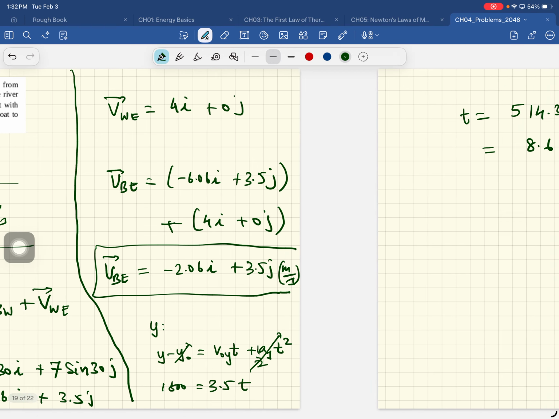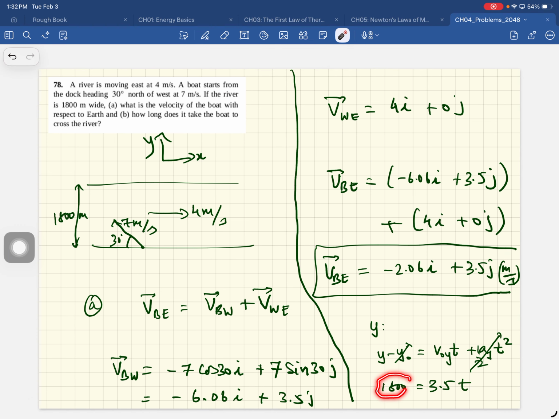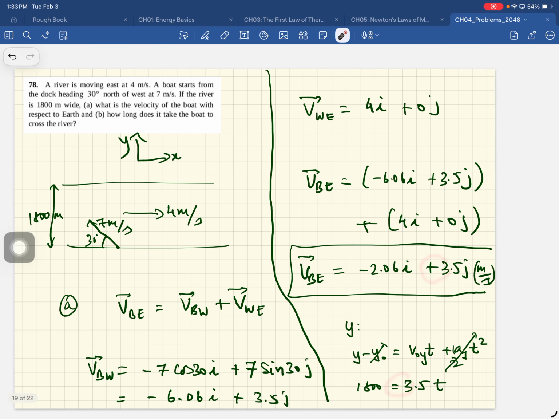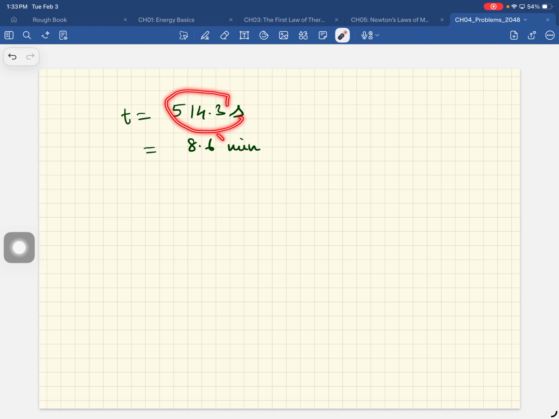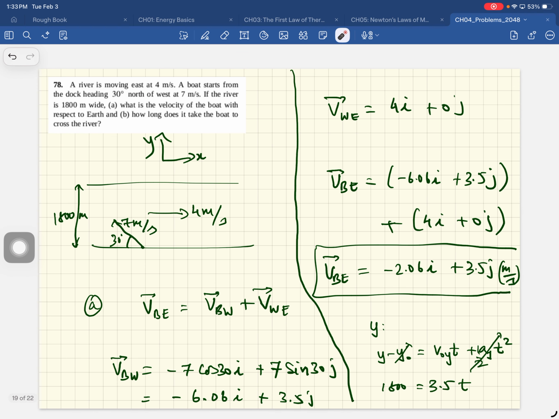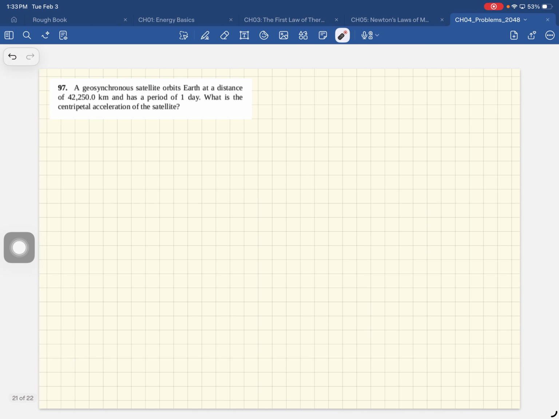The only orbit that'll make you be on the same spot is one right above the equator. And you have to be going in the same direction as the Earth. If you go in the opposite direction, it'll take you one day again, but you're not on the same spot above the Earth. So a geosynchronous satellite is directly above the equator at a distance of 42,250 kilometers. In fact, those are the most expensive parking slots.